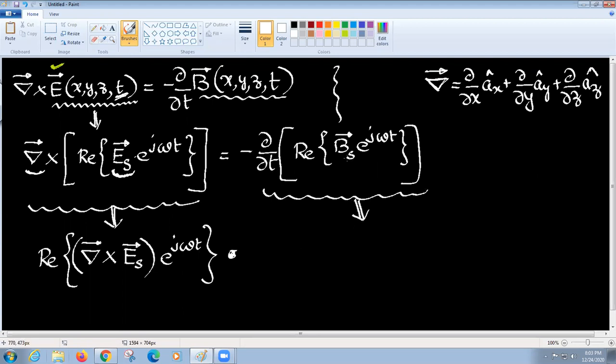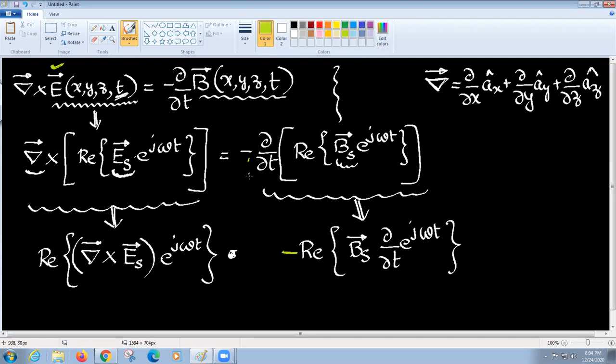Again, this Bs is spatially dependent, but this dou by dou t, something is varying with time. So I want a variation in time. There is nothing to do with this dou by dou t and Bs. So therefore, what do I do? The real part of this. I'll take this dou by dou t inside, dou by dou t of e to the power of j omega t. Of course, you have a negative sign here, so I'll take that negative sign.